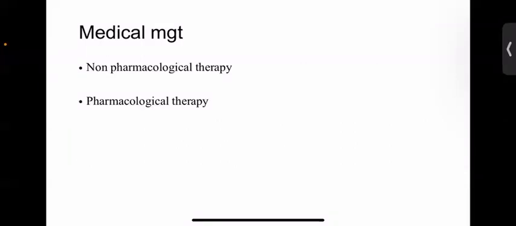treatment modalities include non-pharmacological therapy, which is mainly centered around risk factor modification, and trying to do away with the various lifestyle habits that predispose to this disease. And then we employ pharmacological therapy, where we give medications that can improve symptoms and walking distance as well, and also some medications to prevent thromboembolic events.